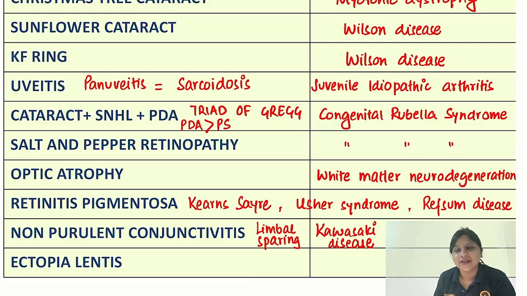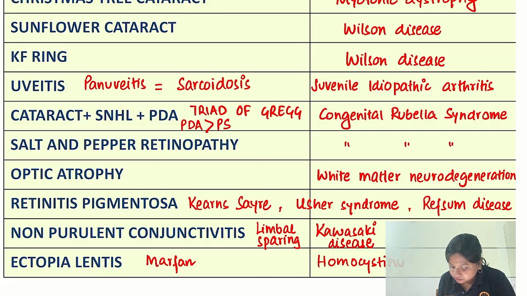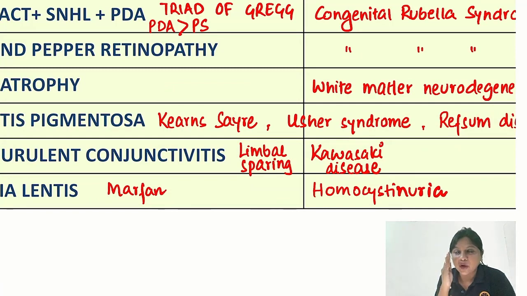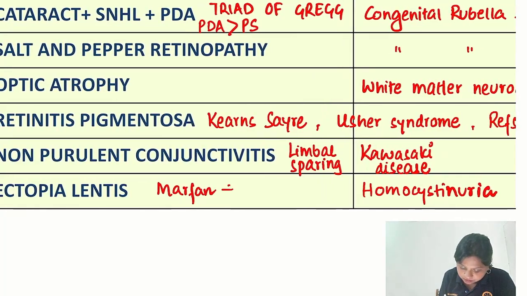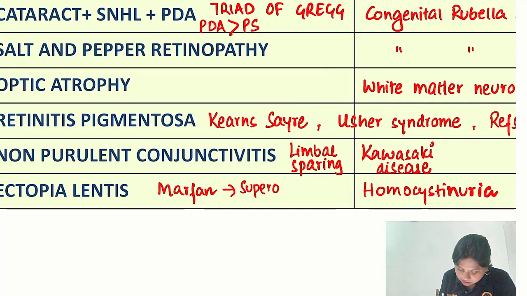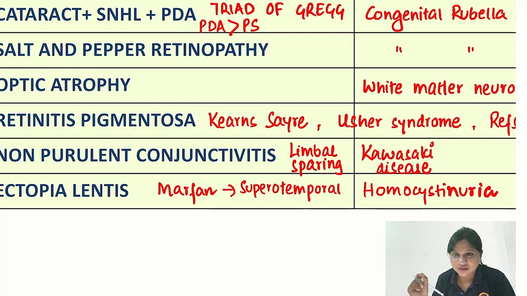Next is ectopia lentis, that means subluxation of the lens. It is found in two conditions. Number one is Marfan syndrome, and number two is homocystinuria. In Marfan syndrome, we are going to get a superotemporal dislocation of the lens. So inferonasal displacement we find in case of homocystinuria because of cystathionine beta synthase defect.